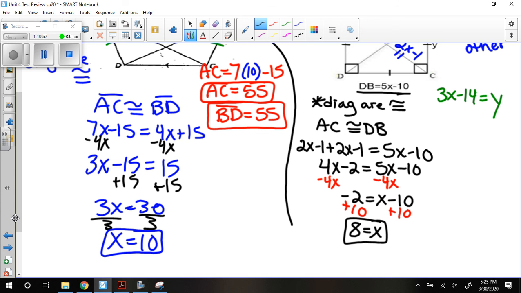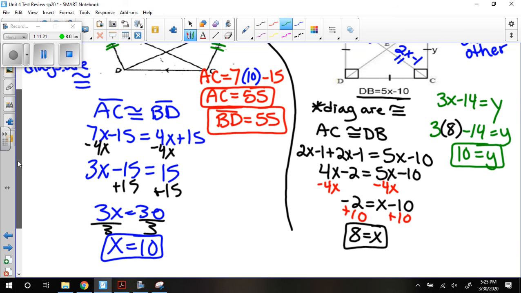So now that I have x is 8, I can plug it into my green equation over here to figure out y. So we've got 3 times our x value 8 minus the 14 equals y. So we've got 24 minus 14, which means 10 is what y equals.